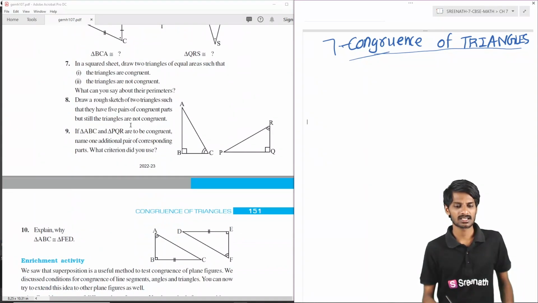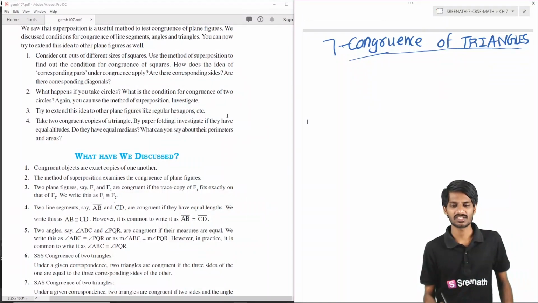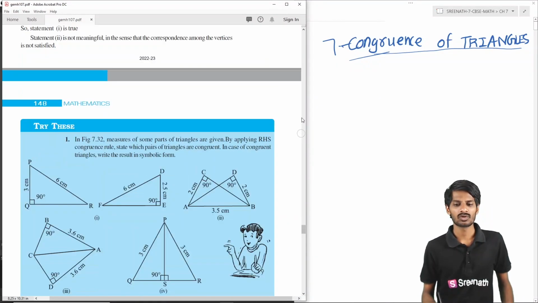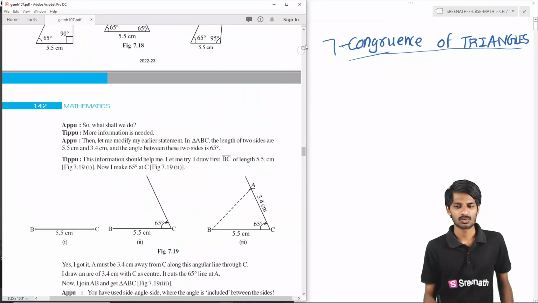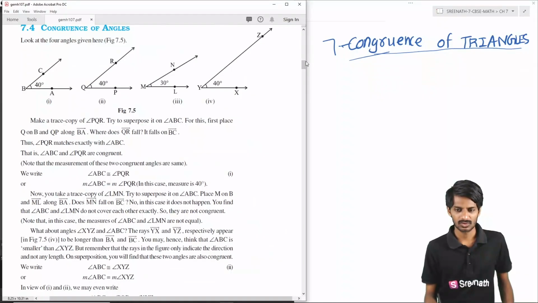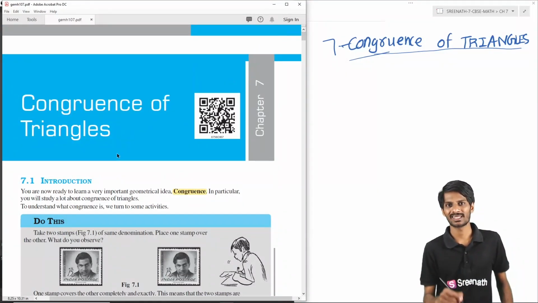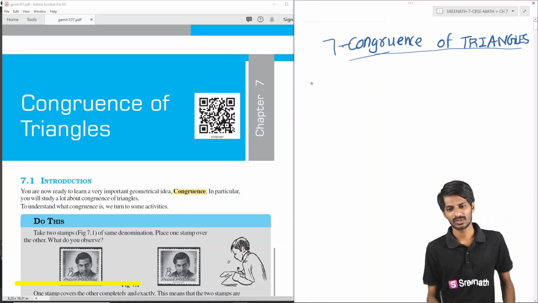So next thing, that is the thing, students. This is the end of the chapter. This is our whole chapter we're going to learn now, students. Hope you are interested to learn about this chapter, that is congruency of triangles, students. So, introduction.